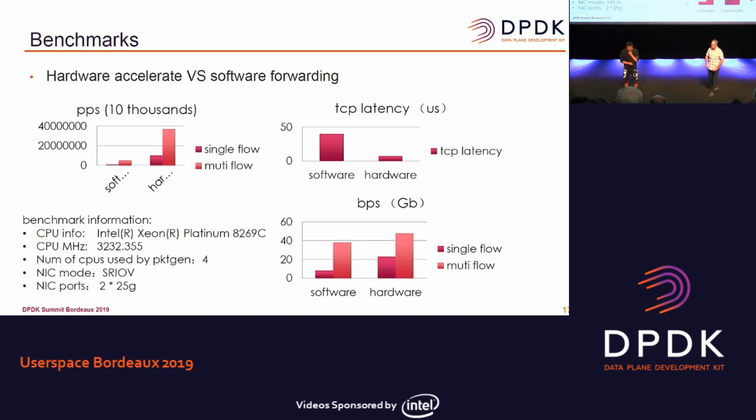After the integration work, we have got some very exciting data. Firstly, we do a comparison between the hardware acceleration and the software forwarding. As the figure shows, for all of the important indicators, we have got a significant improvement. We can get 37 million packets per second using this hardware acceleration, and for TCP latency we can get a latency as low as 7 microseconds. This is a one-way socket perf ping-pong test, and the hardware bandwidth also has a significant improvement.